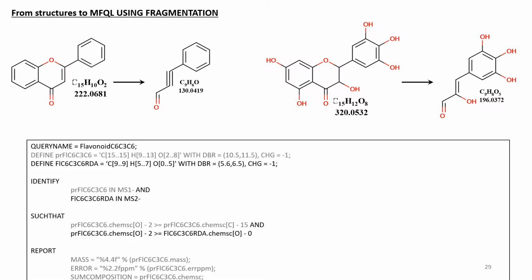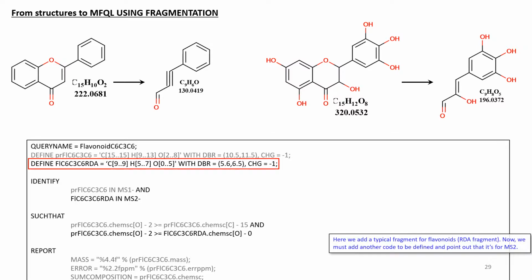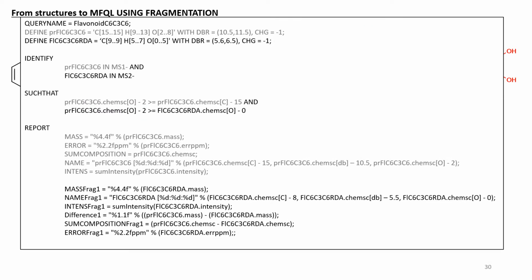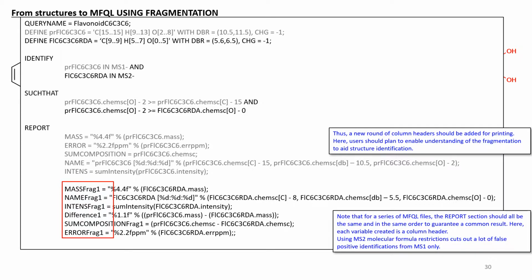So let's go further and add the fragmentation pattern. Here we add a typical fragment of flavonoids, the retro-Diels-Alder fragment, and now we must add another code to be defined, and point out that it will be detected at level 2. Thus, a new round of column headers should be added for printing. Here, users should plan to enable understanding of the fragmentation to aid structure identification. Note that for a series of MFQL files, the report section should all be the same and in the same order to guarantee a common result. Here, each variable created is a column header. And using MS2 molecular formula restrictions cuts out a lot of false positive identifications from the MS1 only.